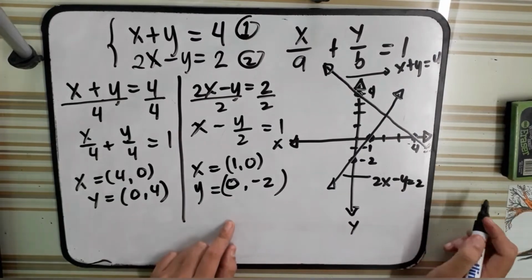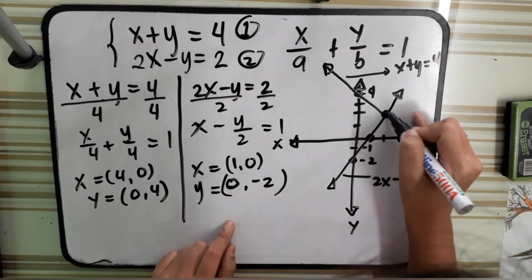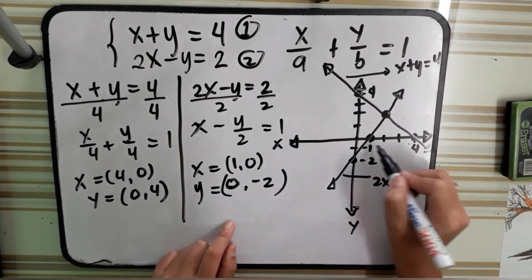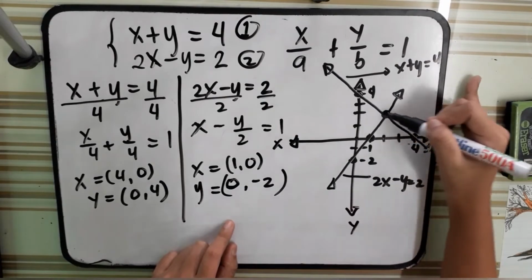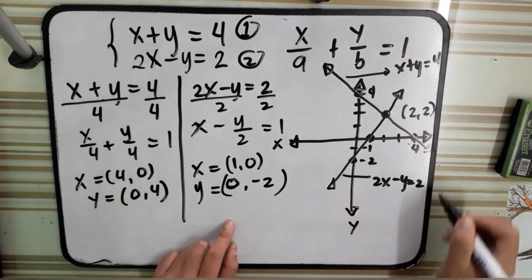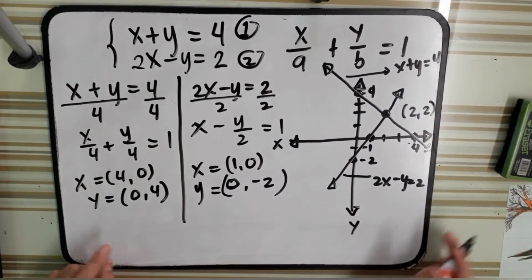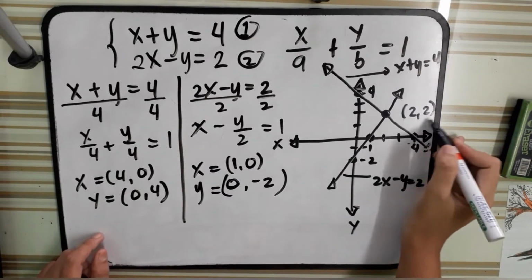Then we are going to look for the point of intersection. So here it is, and we are going to find the point. On our x-axis, this is 2, and on our y-axis, it also corresponds to 2. Meaning to say, the point of intersection is (2, 2). We can say that this is our solution.